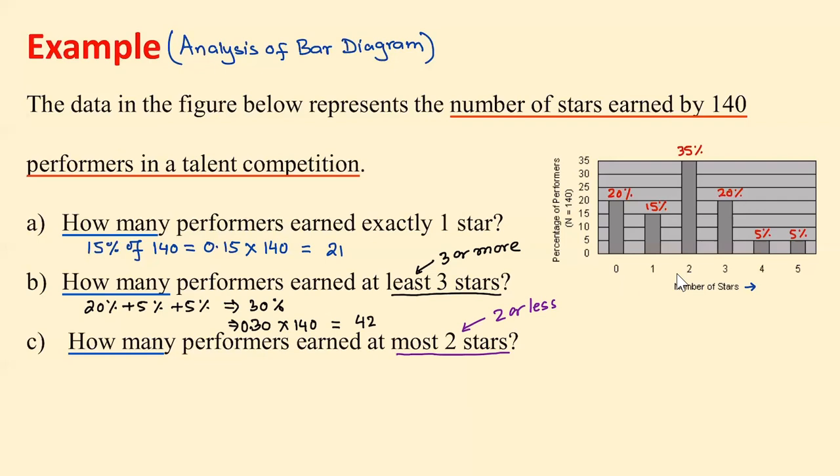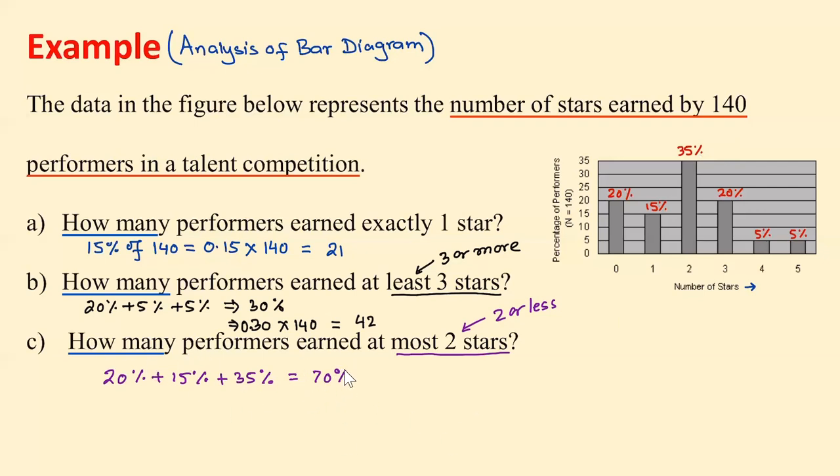That means if we want to find those percentages, it is 20% plus 15% plus 35%. So we have to add 20, 15, and 35. By doing that, we get 70%. So 70% of them got 2 or less stars, but we are asked how many.